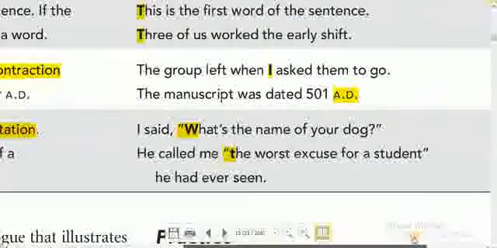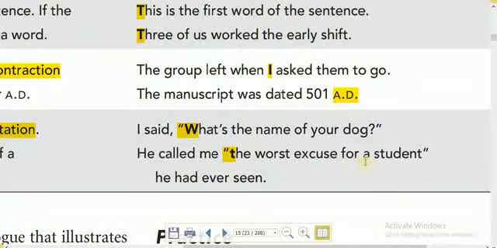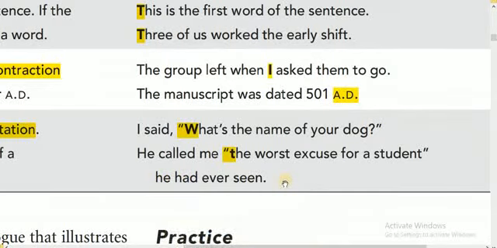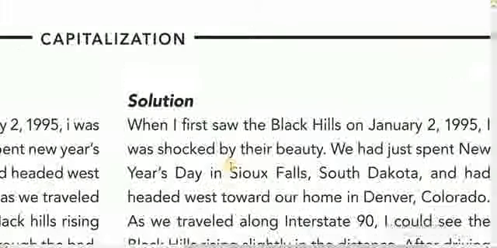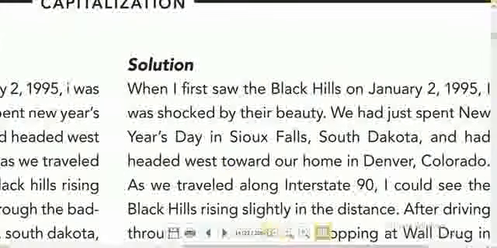He called me "the worst excuse for a student he had ever seen." Just take a look. I said, "What's the name of your dog?" is not partial, but this is a partial. He called me. Okay, it's clear. Let us come to the lesson. That was the rule of capitalization.